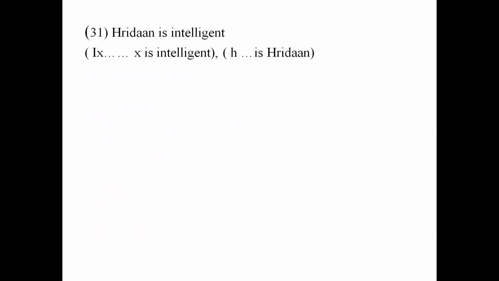31, Ridhan is intelligent. Ridhan is a proper name, so it's a singular proposition. He possesses the property, so it's an affirmative singular proposition. And we know that the predicate constant is written on the left and individual constant on the right. The symbolic form will be capital I small h, IH.